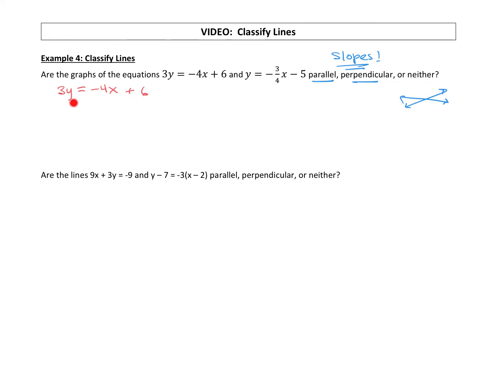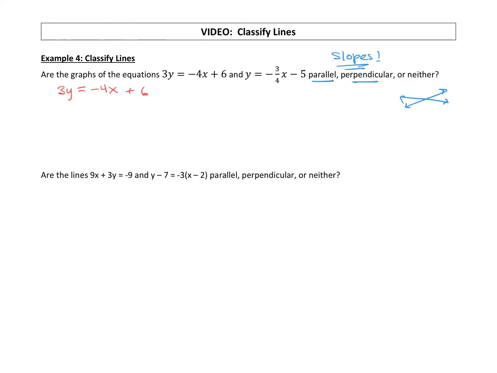This is not point slope form. It's not y minus y1 equals m parentheses x minus x1. It's not slope-intercept form because it has a 3 with the y. If it was just y equals, I'd have slope-intercept form. And this is not standard form, ax plus by equals c. So how can we figure out the slope of this line? Your default is you can always solve for y.